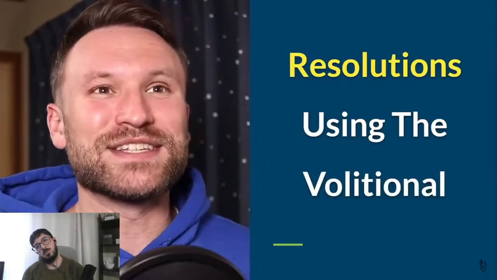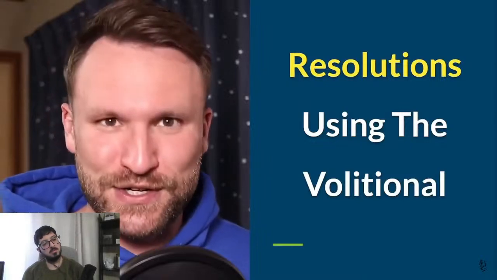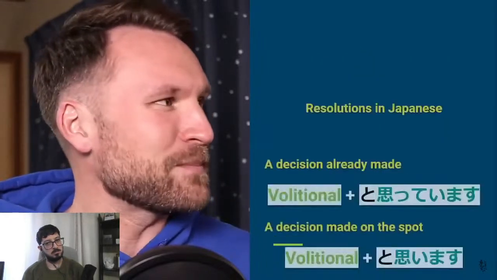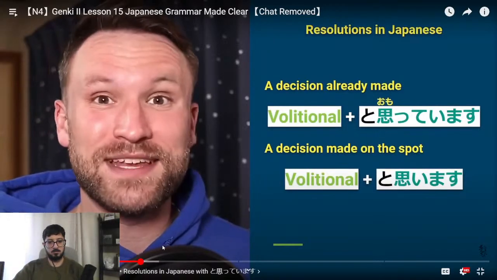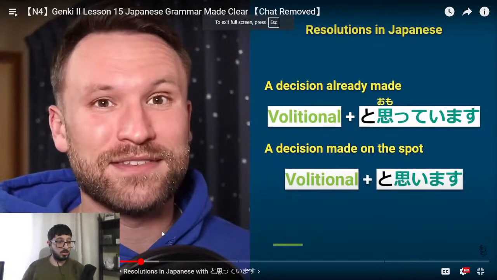All right, our next section is resolutions using the volitional. This is also a very, very simple section. First, you need the volitional form. You just learned how to make that. If you didn't, click back on the previous section.